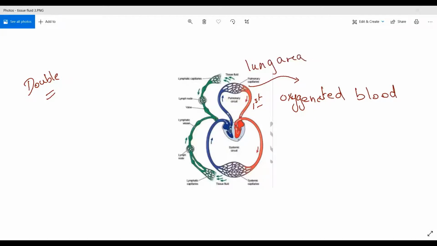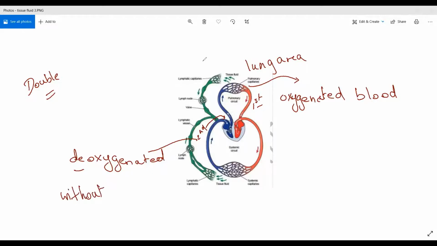Now, the second entry, this is the second one, where here the blood is not carrying oxygen back. It is carrying carbon dioxide, or it is without oxygen, so we call it deoxygenated blood. And this is the second entry, or the second passage of the blood through the heart. Deoxygenated means, de means without oxygen.